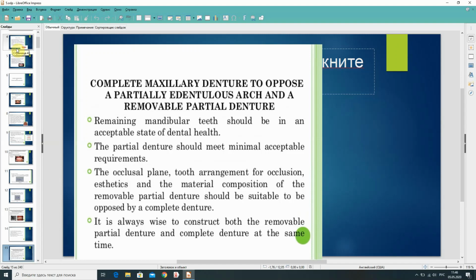Complete maxillary denture to oppose a partially edentulous arch with a removable partial denture. Remaining mandibular teeth should be in an acceptable state of dental health. The partial denture should meet minimal acceptable requirements. The occlusal plane, the arrangement for occlusion, aesthetics and the material composition of the removable partial denture should be suitable to be opposed by a complete denture. It is always wise to construct both the removable partial denture and complete denture at the same time.